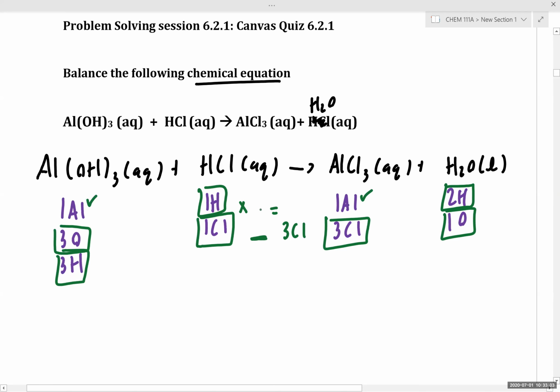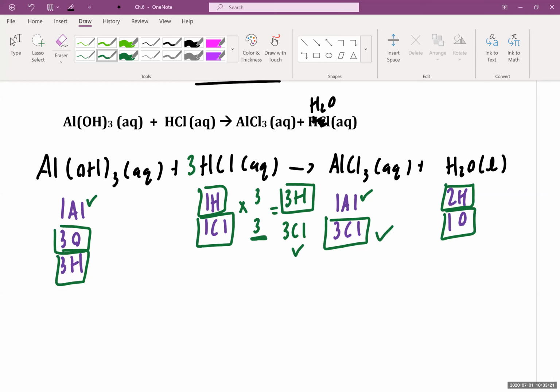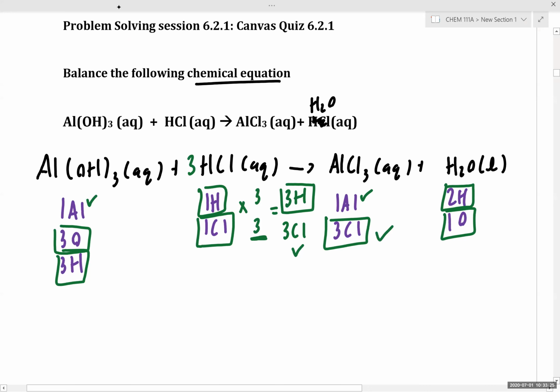Okay, so yes, we'd plug in a coefficient of 3. That would give us 3 chlorines and 3 hydrogens. So now chlorine is balanced. Hydrogen is still a problem, however. But let's leave hydrogen alone for now, because we have another element that's not balanced that's found in fewer compounds.